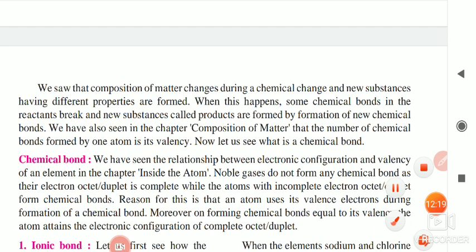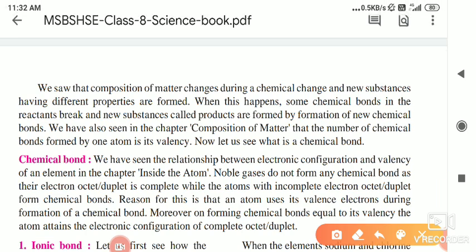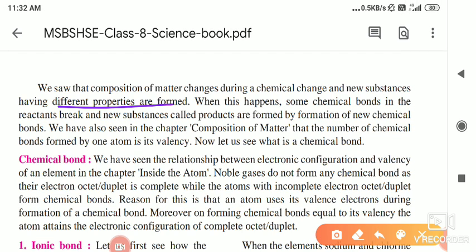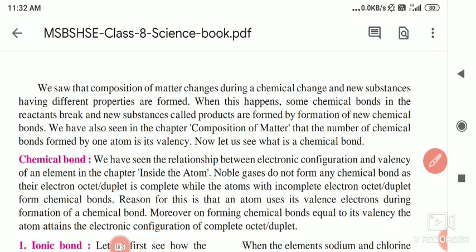So some bonds break and new bonds are formed, and the new substance is formed in this process, and its properties are different from the original substances. When this happens, the chemical bonds break and some new chemical bonds are formed and the new substance is formed. We have seen in the chapter composition of matter that the number of chemical bonds formed by one atom is its valency. Means how many chemical bonds it forms depends on the valency of that substance.